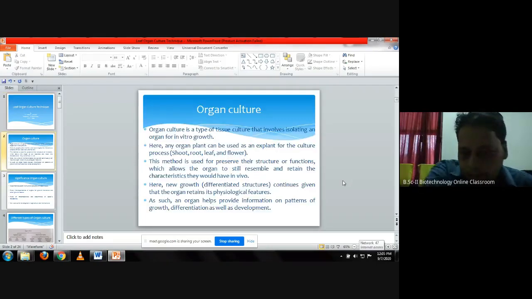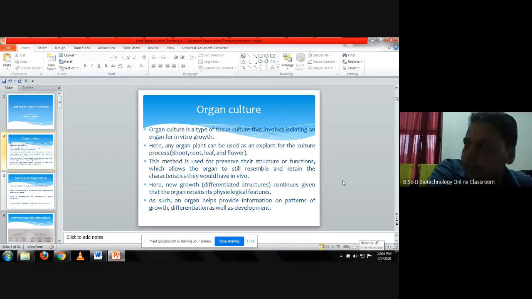Now, last time I explained to you about organ culture. Organ culture is a type of tissue culture that involves isolating an organ for in vitro growth. What different types of organ can you culture? Shoot, root, leaf, and flower. This method is used to preserve the structure or function, which allows the organ to still resemble and retain the characteristics it would have in vivo.